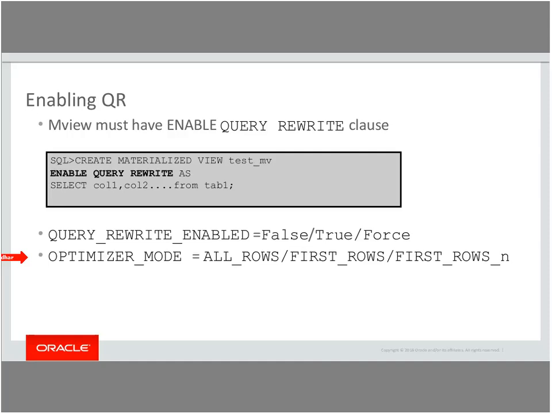When set to first_rows, the optimizer uses a mix of costs and heuristics to find a best plan for fast delivery of the first few rows. When set to first_rows_n, the optimizer uses a cost-based approach and optimizes with the goal of best response time to return the first n rows, where we can put any value in n, for example 1, 10, 100 or 1000.